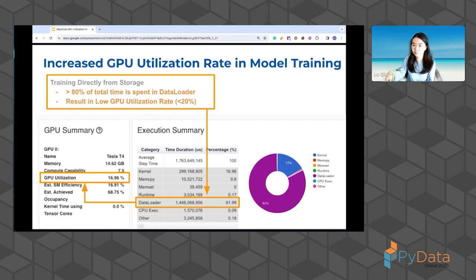So we basically compare this benchmark from using data cache in Alluxio compared to the same region S3. When the training directly loads the data from same region S3, more than 80% of the total time is spent in the data loader, which directly results in a really low GPU utilization rate, less than 20%.